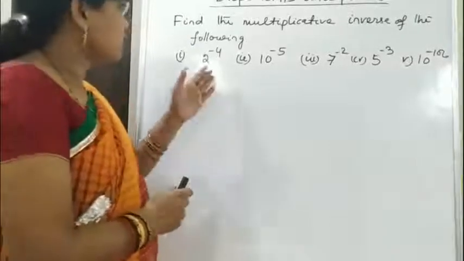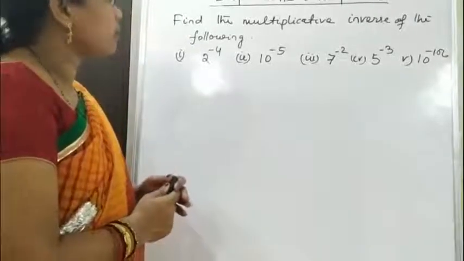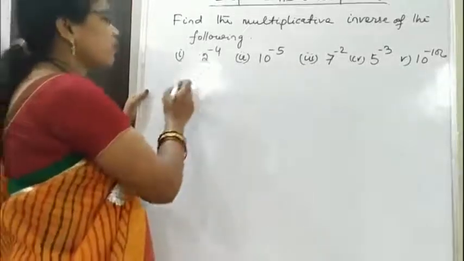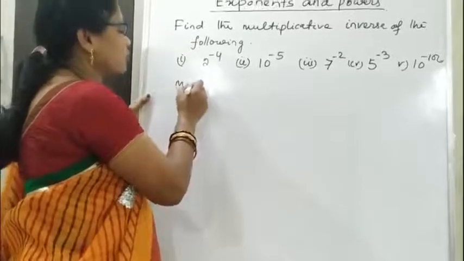Let us solve this. Find the multiplicative inverse of the following. So the multiplicative inverse of 2 to the power minus 4.